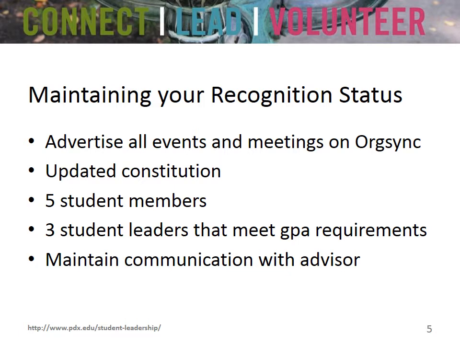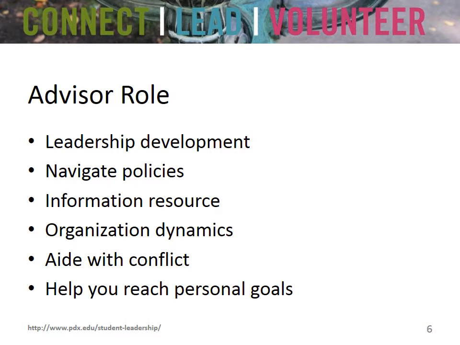In addition to these requirements, it's also important to maintain communication with your advisor. An advisor may assume that your group is no longer active if they haven't heard from you in a while. In SALP, advisors play a key role in supporting your organization.